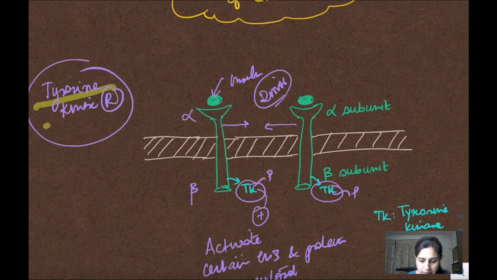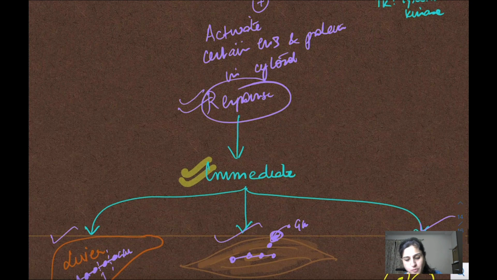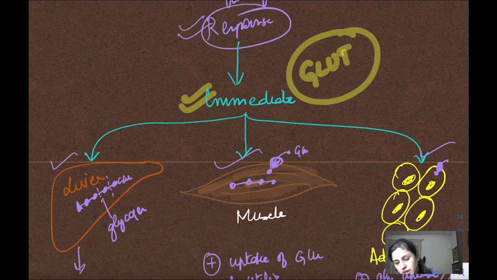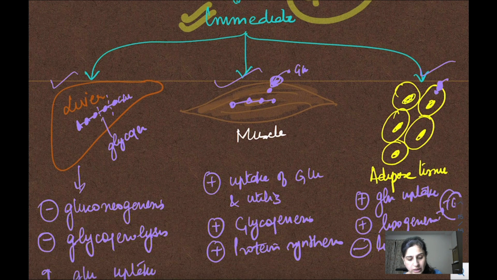Mechanism: remember the receptor. It works on the tyrosine kinase receptor. The name of the receptor is important; they don't ask details. It acts on the alpha subunit, and therefore the tyrosine kinase gets activated, and the response mainly occurs, and this immediate response occurs through the GLUT, the glucose transporters. Their expression increases. Wherever GLUT is present, it will transport glucose from outside towards the inside of the tissues. That's their main role. So it inhibits the formation of new glucose, inhibits the breakdown of glycogen, and increases the utilization of glucose. Okay, that's the most important thing to remember.